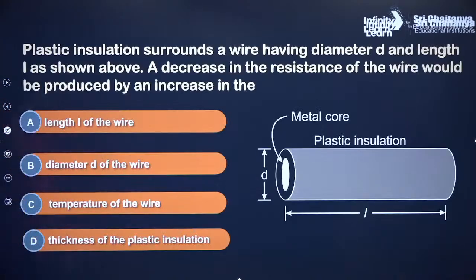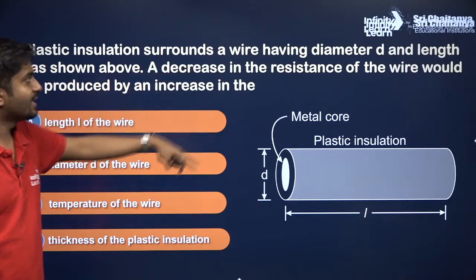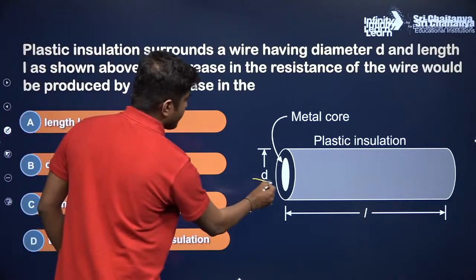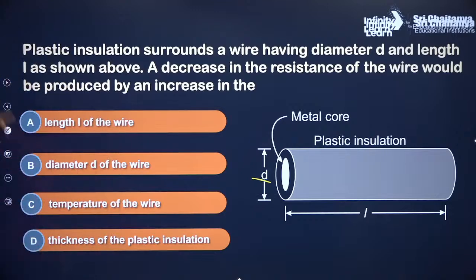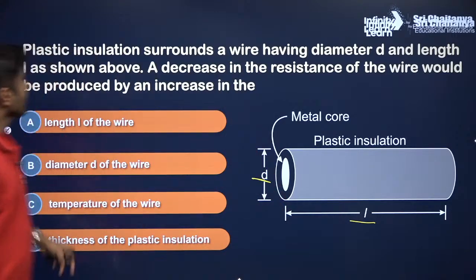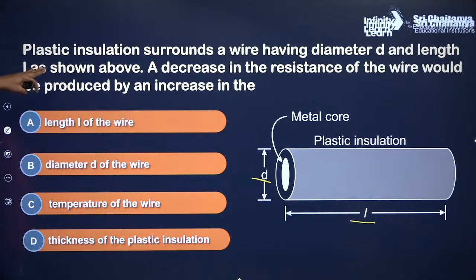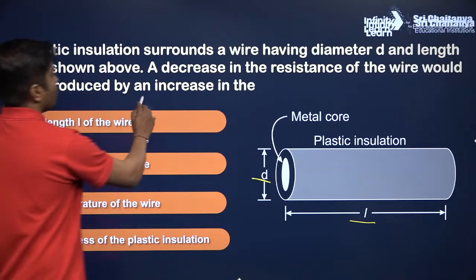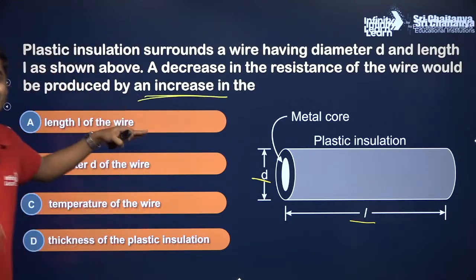Okay. So there is a plastic insulation surrounding a wire having diameter D and length L, as shown in the figure. A decrease in the resistance of the wire would be produced by an increase in what? So we have to increase something.